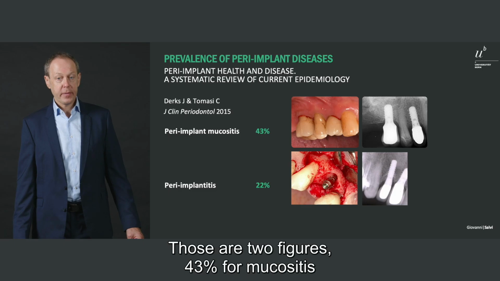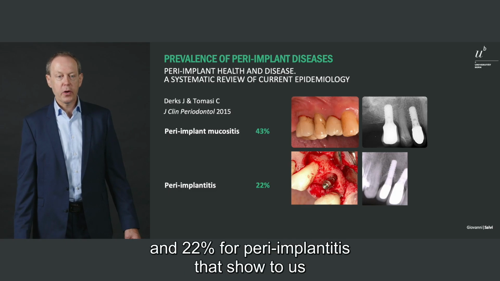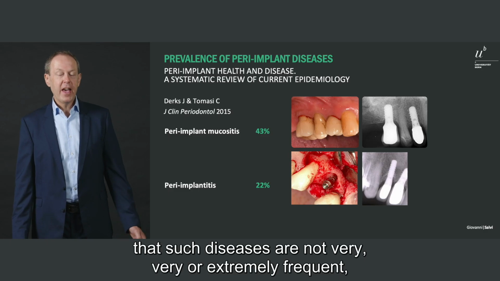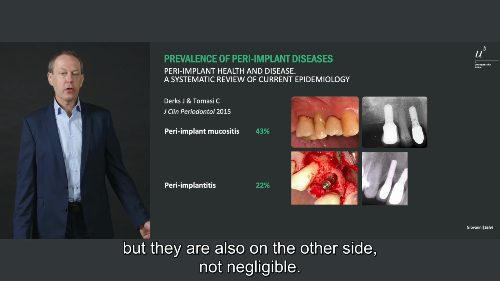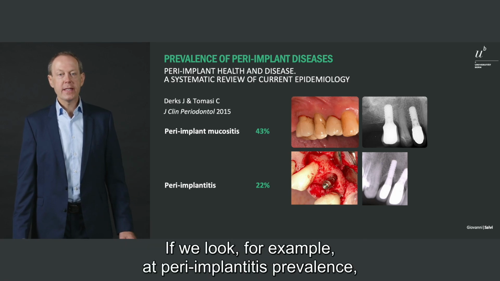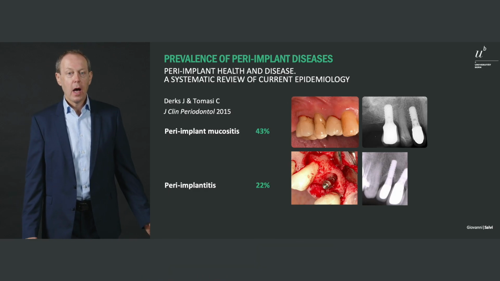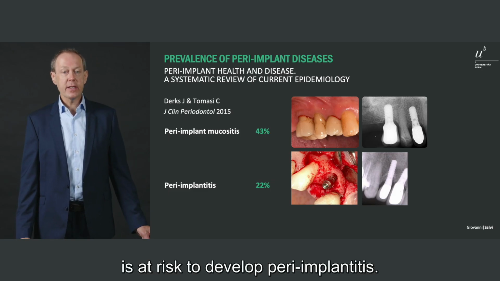Those are two figures, 43% for mucositis and 22% for peri-implantitis, that show to us that such diseases are not very or extremely frequent, but they are also, on the other side, not negligible. If we look, for example, at peri-implantitis prevalence, roughly 20% of patients, or in other words, 1 out of 5 patients is at risk to develop peri-implantitis.